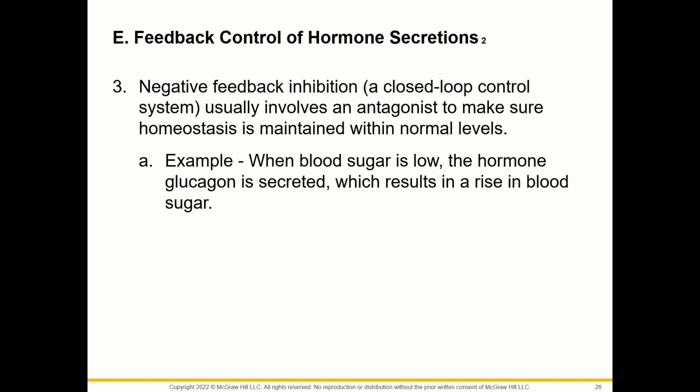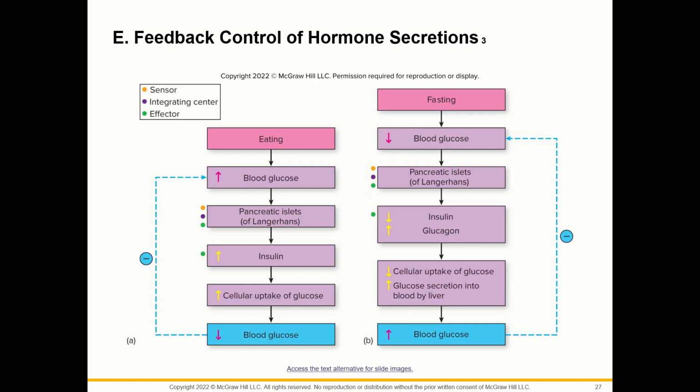Negative feedback inhibition is a closed-loop control system and usually involves an antagonist to make sure homeostasis is maintained within normal levels. For example, when blood sugar is low, the hormone glucagon is secreted, which results in a rise in blood sugar. So this is antagonistic to insulin. Figure 1.7 shows negative feedback control of blood glucose.